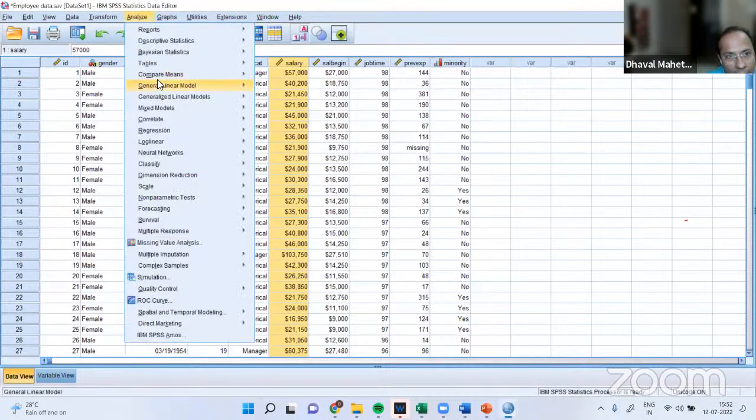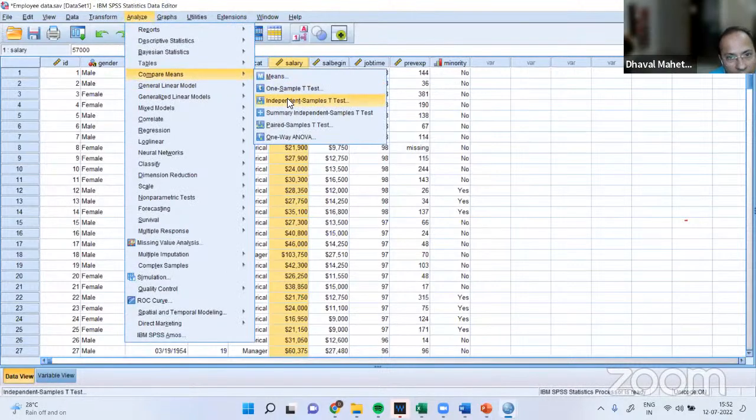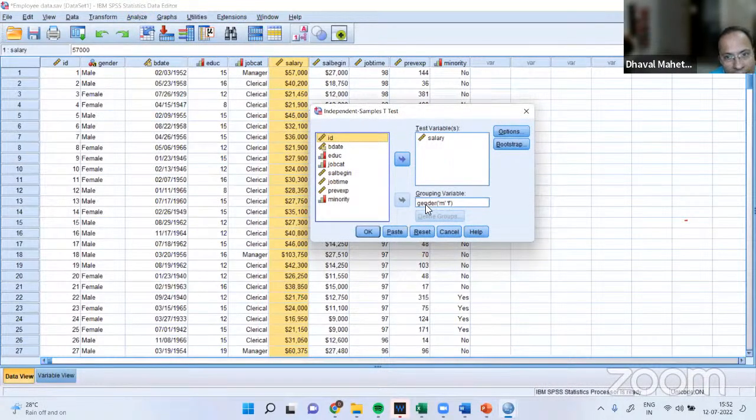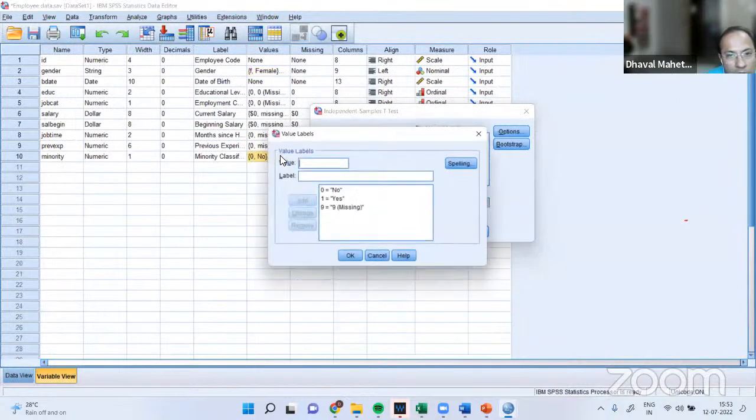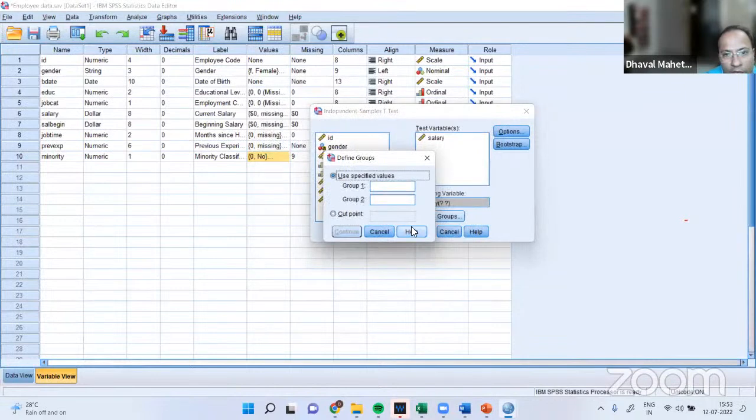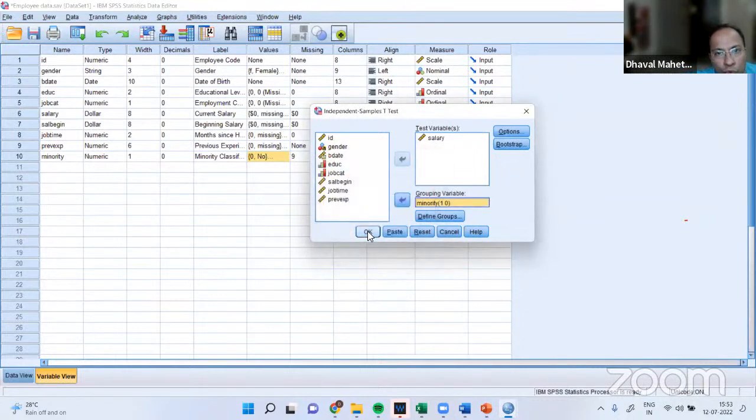Analyze, compare means, independent sample t-test. Keep the salary as it is, transfer minority here. See the coding which is being done for minority: 1 and 0. 9 is missing. 1 and 0. So define groups: 1, 0, continue. Okay.